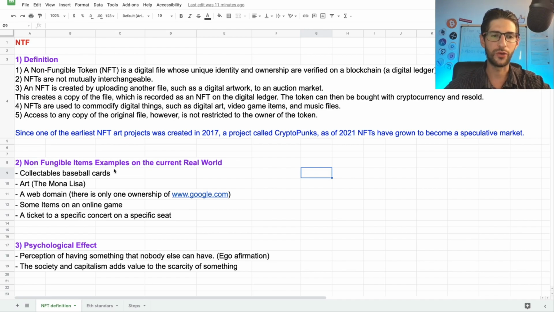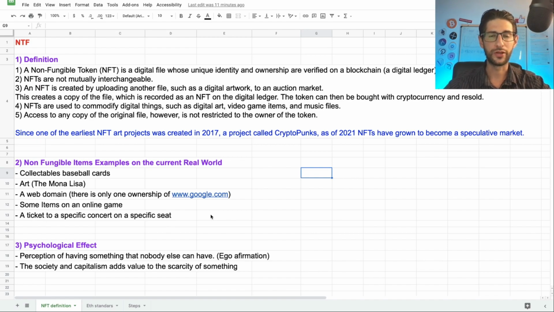The second point to understand now is, what are non-fungible item examples in the current real world. For example, collectible baseball cards are a good example of non-fungible items. In art, almost all art is a non-fungible item. You will never find the same piece of art even from the same artist. For example, the Mona Lisa. A web domain is another example. You only have the ownership of one domain of google.com, for example. There are no two of them. Some items in an online game, and for example, a ticket to a specific concert on a specific seat on a specific date. That's also a non-fungible item.